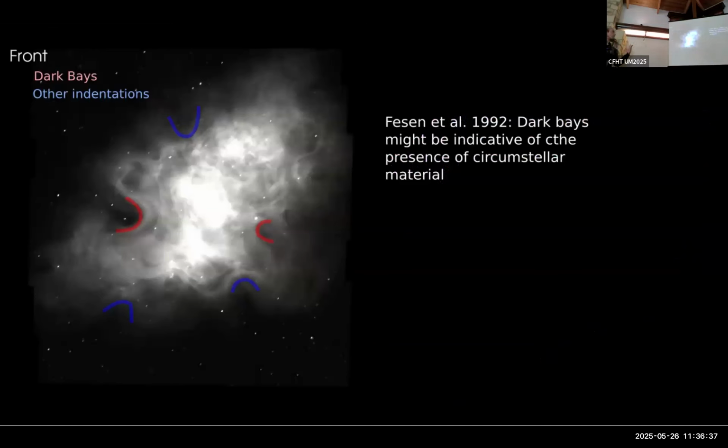But when we compare these results with older data, like for example here, the continuum map of the pulsar wind nebula, you cannot see the filaments. It's just the cloud produced by the pulsar wind. You can see some indentations here everywhere around the nebula, which are believed from a certain time to be the result of the presence of circumstellar material.